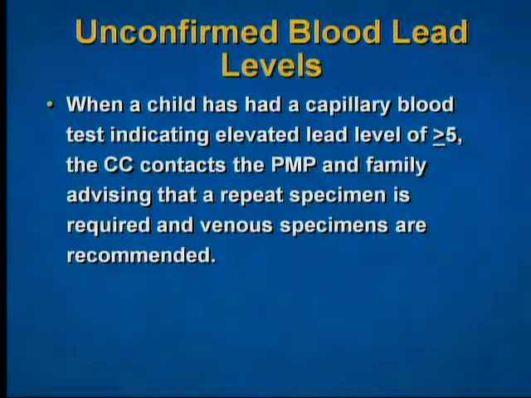When the child has had a capillary blood test and it's indicating that they have a lead level of 5 or greater, the care coordinator will contact the provider, the medical provider, and the family, advising them that they need a second test done, hopefully a venous test, because that is our gold standard. You will notice that this is a change in protocol. Previously, we only did this for lead levels of 10 or greater, but that has moved down to 5 or greater.